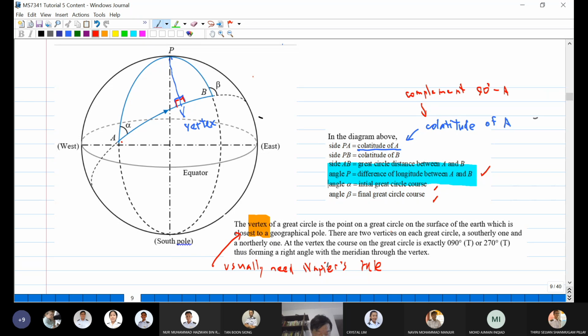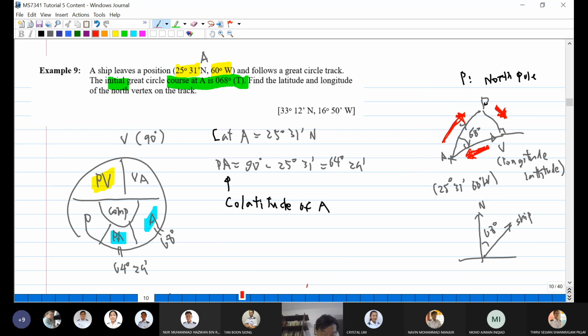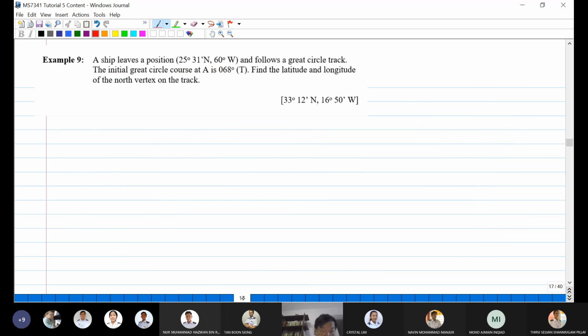Okay, with this, I think I'm ready to show you the first example now. So the example, I think, is this one, example 9, right? Example 9. Okay, so let's look at this example 9. What is it about? Calculation of example 9.